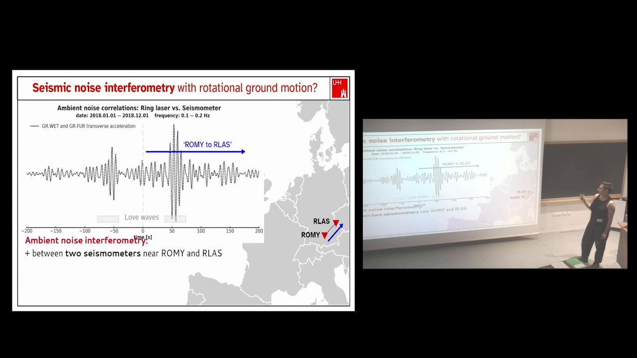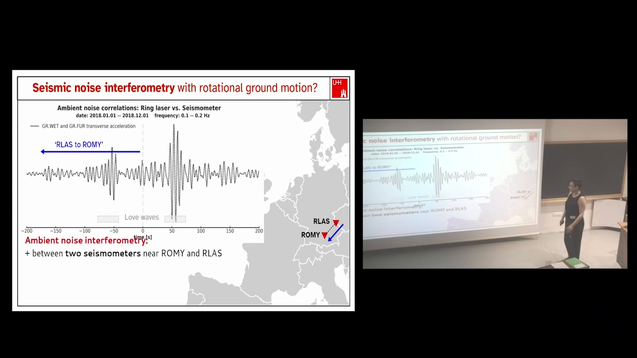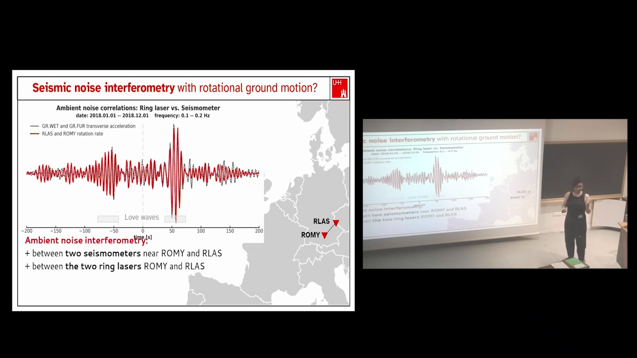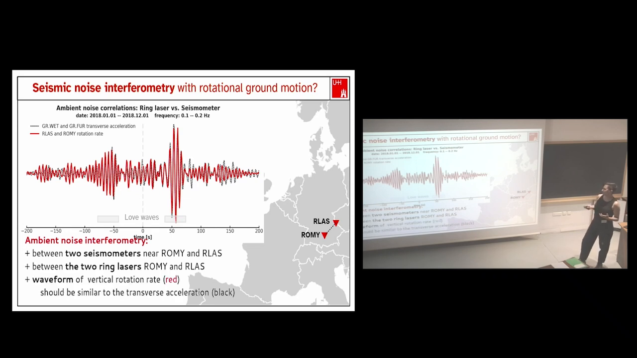With here, the causal component from basically waves propagating from ROMI to the Wetzel ring laser, and that is waves propagating from the Wetzel ring laser to ROMI, a bit lower amplitude because the noise sources are mainly on this side. So that makes sense. Okay, I think that's established that we can do that with normal seismometers. Now, this is what it looks like when you look at the recordings of rotation directly. So we expect the two waveforms to be similar in shape. So the waveform of this vertical rotation rate should be the same as the one of the transverse acceleration, so that fits.